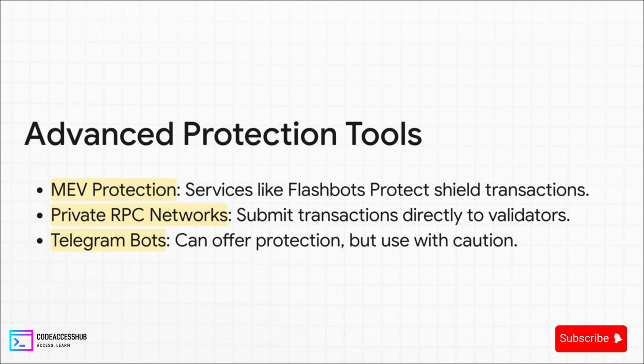Now, if you want to level up your defense, there are some more advanced tools you can use. There are services like Flashbots Protect or MEV Blocker. What these do is they basically shield your transaction from that public mempool we talked about. They send it to a private channel so the bots can't see it. Private RPC networks do something similar. They let you send your transaction directly to validators, again, skipping that public waiting area where the bots are hunting.